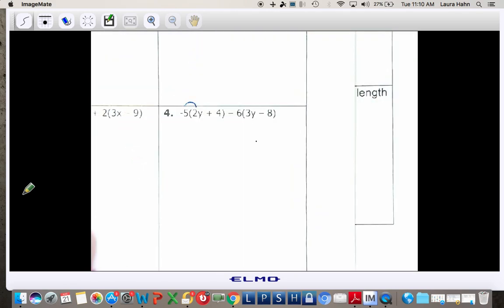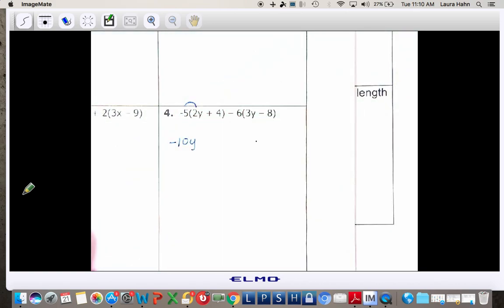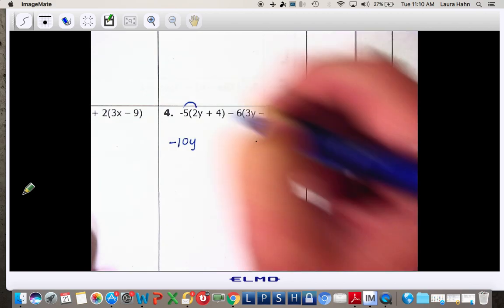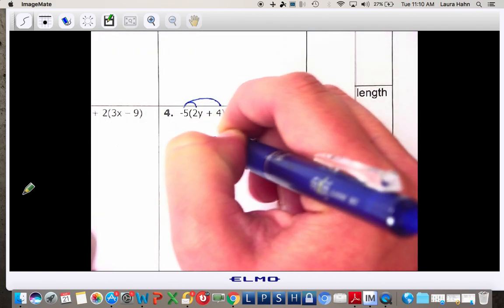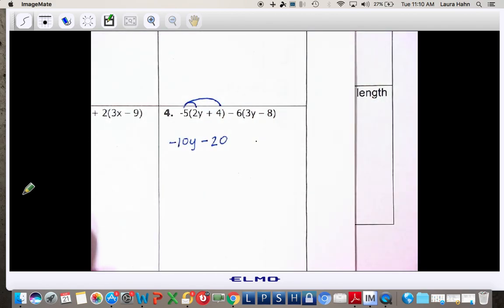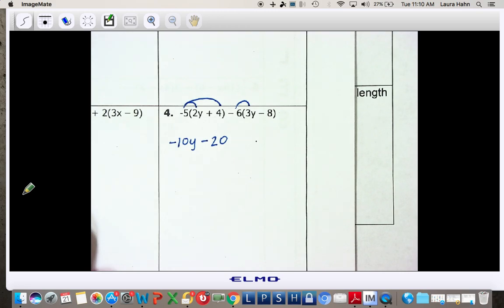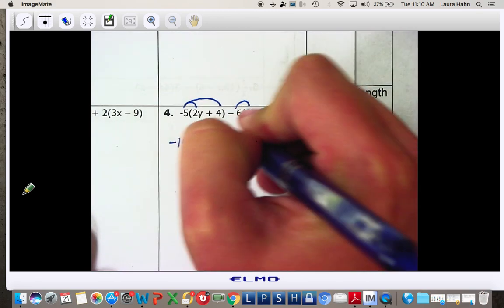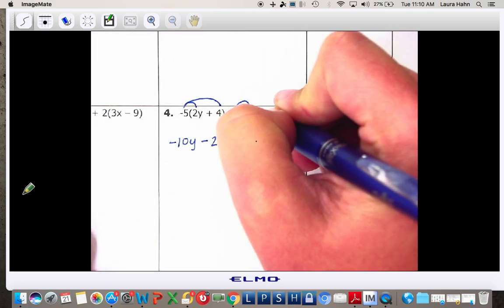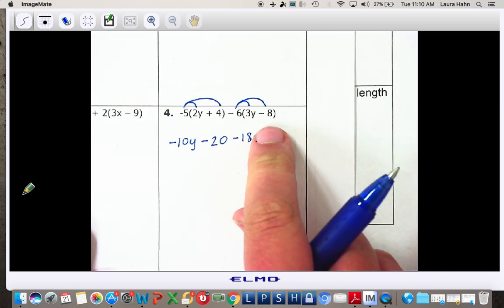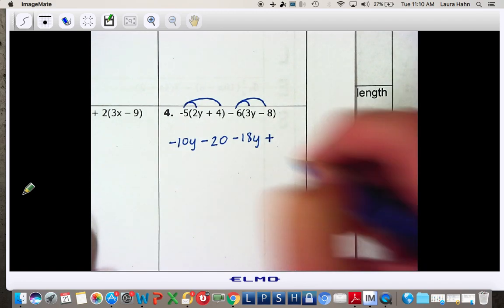Negative 5 times 2y is negative 10y. Next, I'm going to take that negative 5 and multiply it by 4. Negative 5 times 4 is a negative 20. Then I'm going to take a negative 6 and multiply it by 3y. So negative 6 times 3y is negative 18y. And then finally, negative 6 times a negative 8. Remember, a negative times a negative is a positive. So negative 6 times negative 8 is a positive 48.